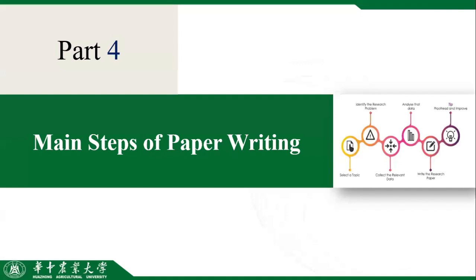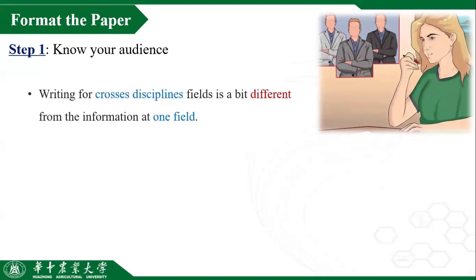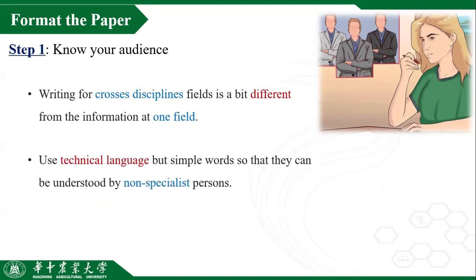So the main steps to write, let's say, start by formatting the paper. We just mentioned the steps, but we will talk a little in detail. The first step is to know your audience, as we just mentioned, the one who will read your paper. Maybe he is not a specialist in your field. So try to use technical expressions, but at the same time they should be simple.